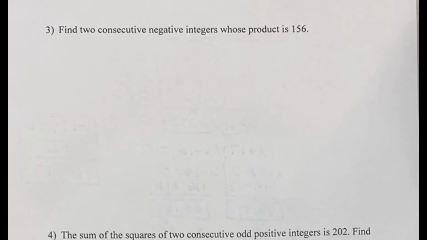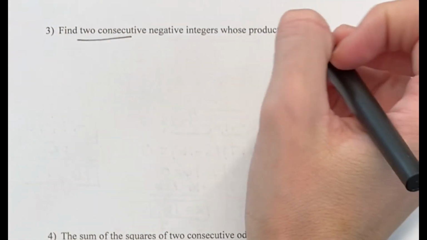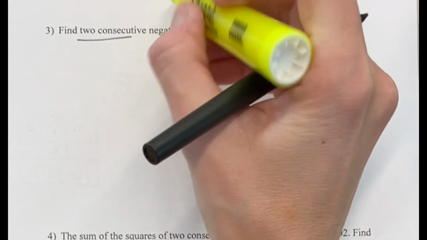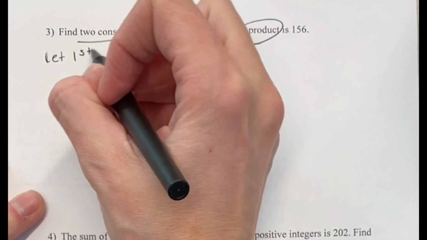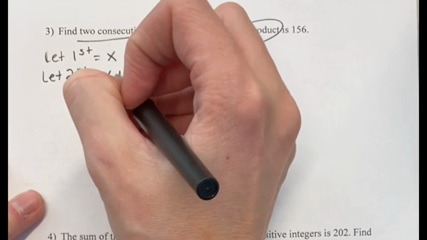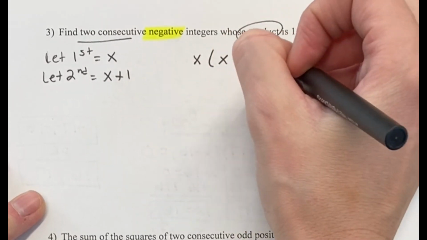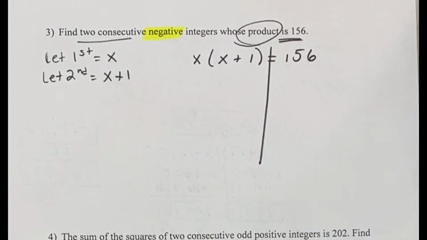So now looking at number 3, we're going to find two consecutive negative integers whose product is 156. We're going to actually ignore that negative part until we get to the end and see what our answers are, because that doesn't affect our let statements. So just two consecutive integers. I don't know what the first one is, so we're going to call it x. And if they're just consecutive, the second one would be x plus 1. So then product tells us we're multiplying x times x plus 1, and the answer is 156. So now I'd like you to solve to get your answers for this and come back to check your answers.